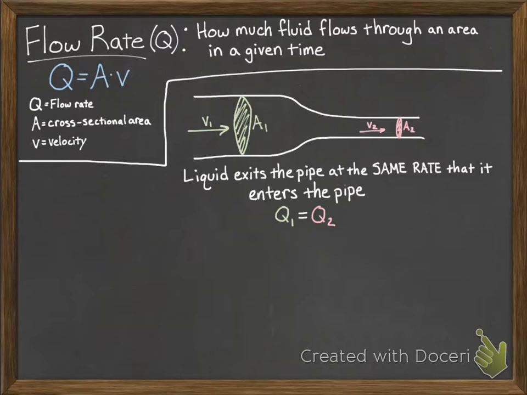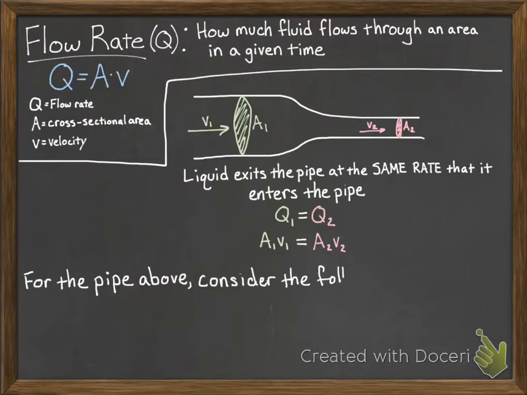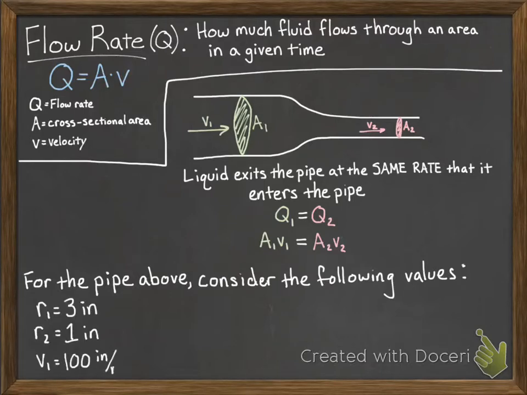So if Q1 is going to equal Q2 in this situation, then we know that A times V for the first position is going to be equal to A times V the second position in the narrower part of the pipe. So let's take some values into this. If we consider the pipe above, we know the first part has a radius of 3 inches, second part has a radius of 1 inch, and we know the velocity at the beginning, so at the wider part of the pipe. We want to find the velocity at the narrower part of the pipe.